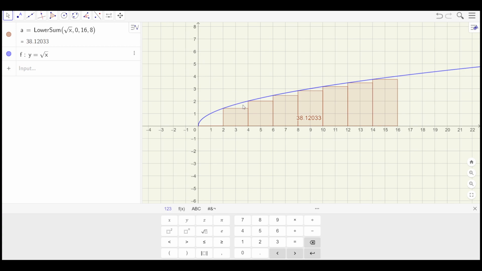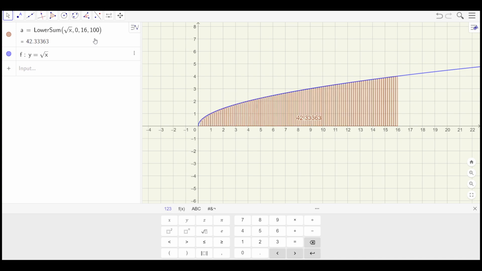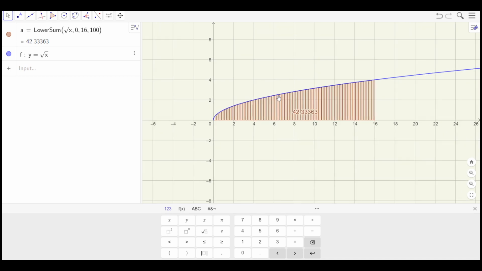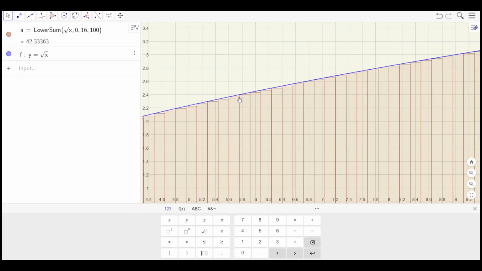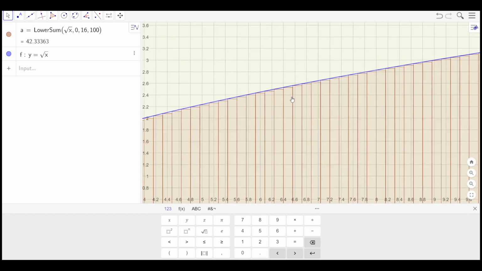Okay, and then you see that every time I am making the error smaller and smaller. So the area is now getting close to 38. Okay? And then let us make it, who cares? This is GeoGebra. Make it 100, yes? Okay, so it is already close to the area. So if you see that, this is not exactly the area. If you don't believe, you can zoom in. And then you immediately see the errors. Yes? So you see the errors.